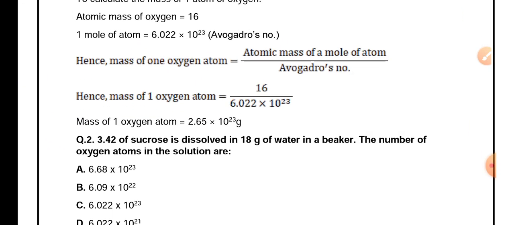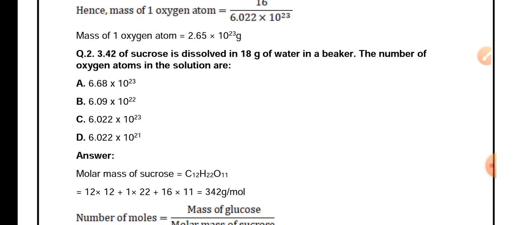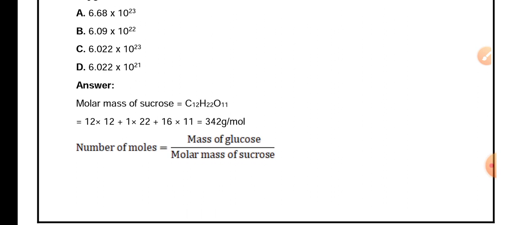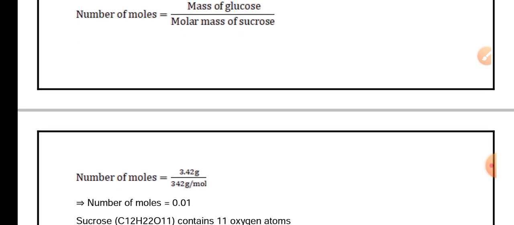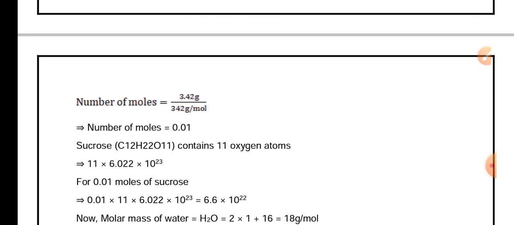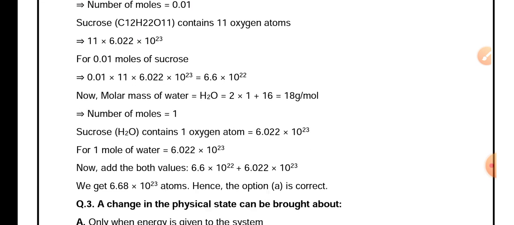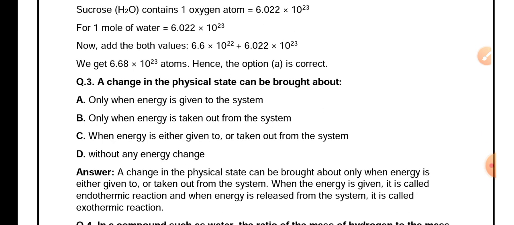Here, see. Then sucrose is dissolved in 18 gram of water in a beaker. The number of oxygen molecules in the solution. Here the calculation will be there. Mass of sucrose and molar mass of sucrose. You will take this and solve the content. See, don't neglect these calculations because calculation is also very important.